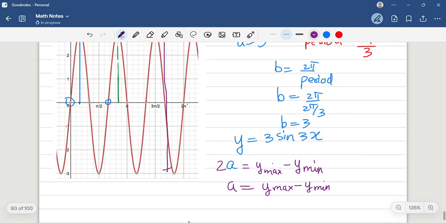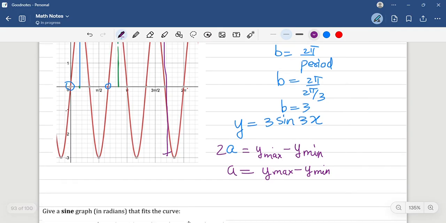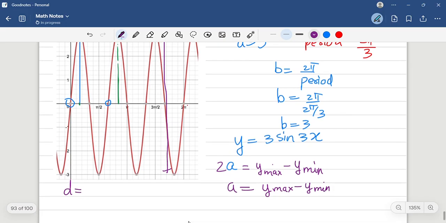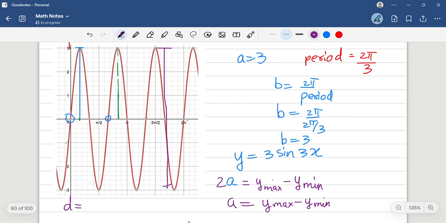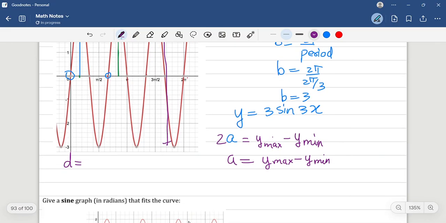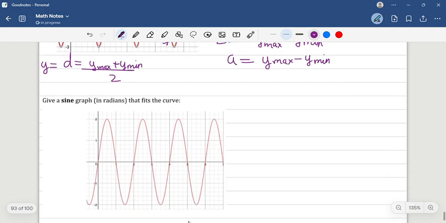Next thing would be to find the D value. In this case, the D value is at the x-axis itself, correct? But if there's a question, the D value will be right between the maximum and the minimum. So that can also be obtained by the mid value: y max plus y min, the minimum value, whole upon 2. That gives y is equal to that number, which becomes your principal axis, which is also your D value. I hope that makes sense.